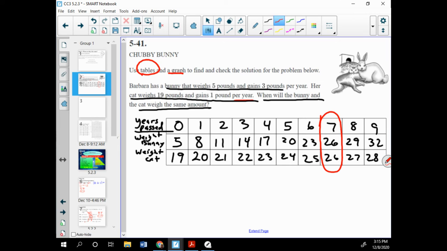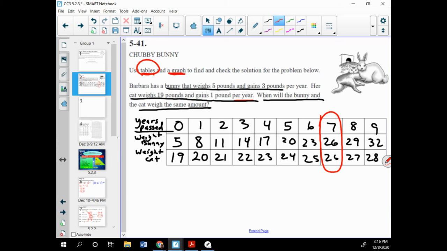All right, now we did the table, now you're gonna do the graph, okay? On your paper, you have a handout, and on that handout you're going to graph both the bunny and the cat, okay? Now I have done that work. I've got it here. I want you to check it, but I want you to try it first though.